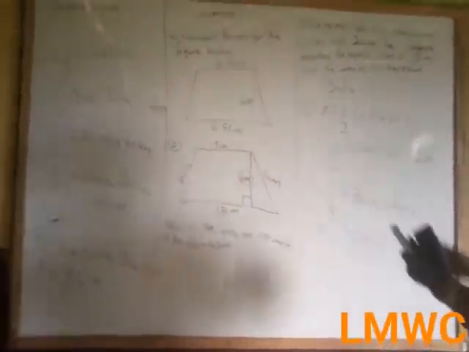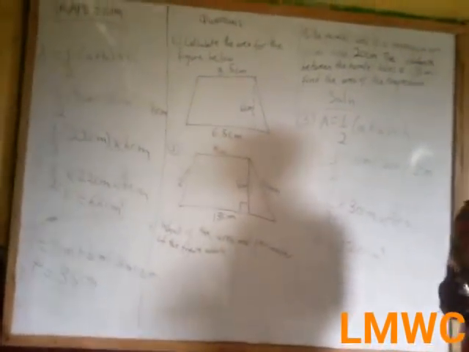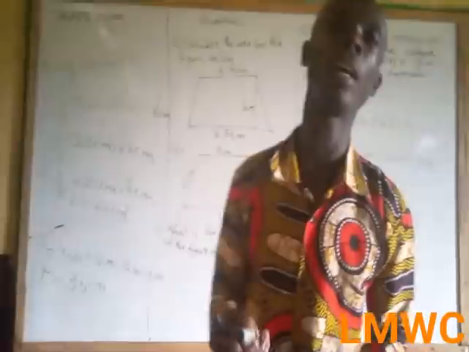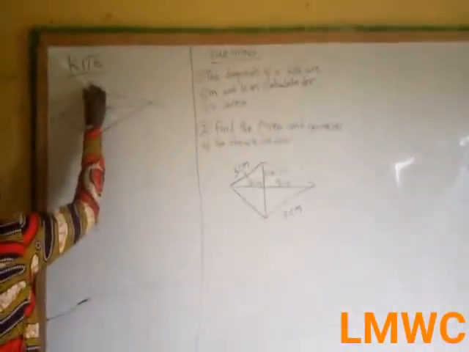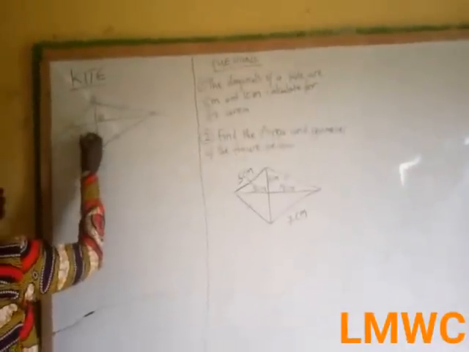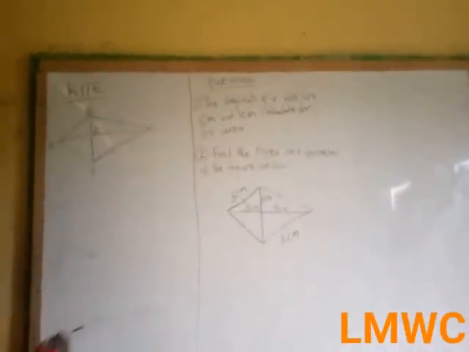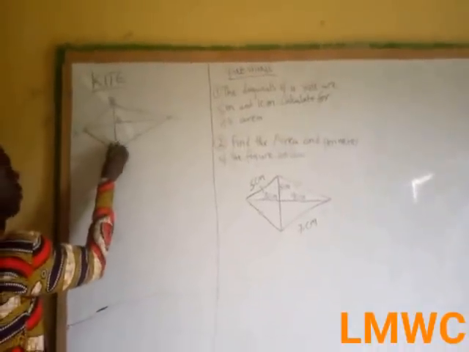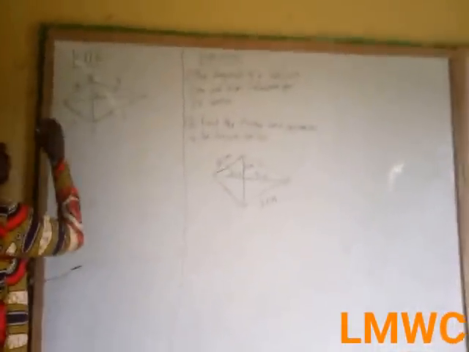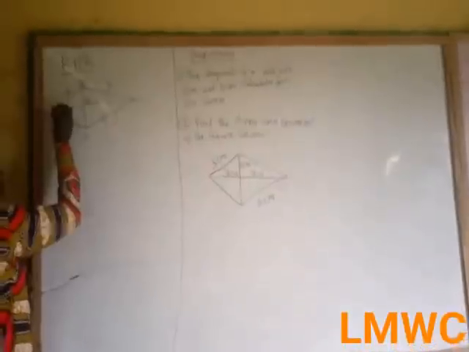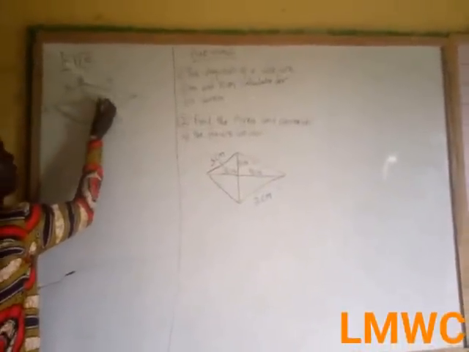So I'm done with trapezium. The next quadrilateral is kite. For a kite, we have two pairs of adjacent sides equal. This portion is equal to this portion. So if this portion is 2, this portion too is 2. Here 2, if here is 8, here is 8. So take note. And one of its diagonals is a line of symmetry. So this diagonal is a line of symmetry.